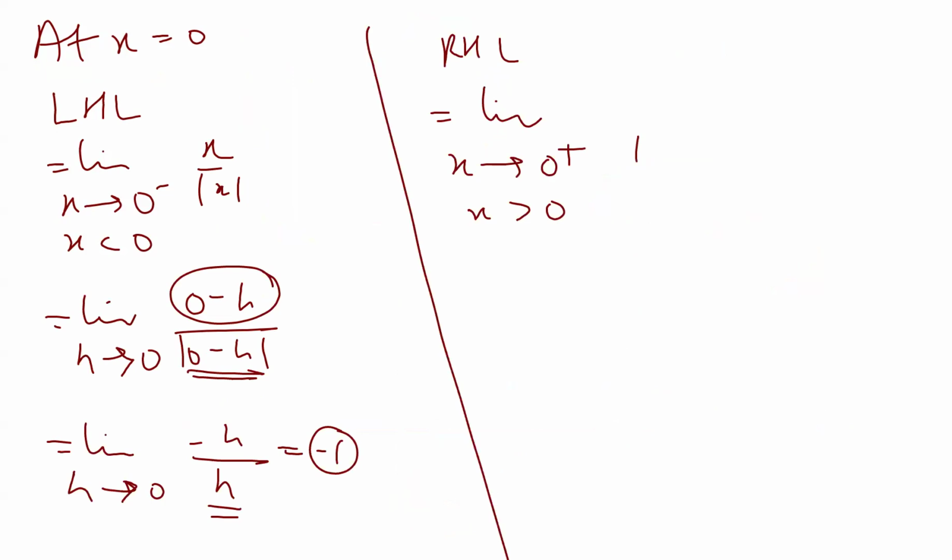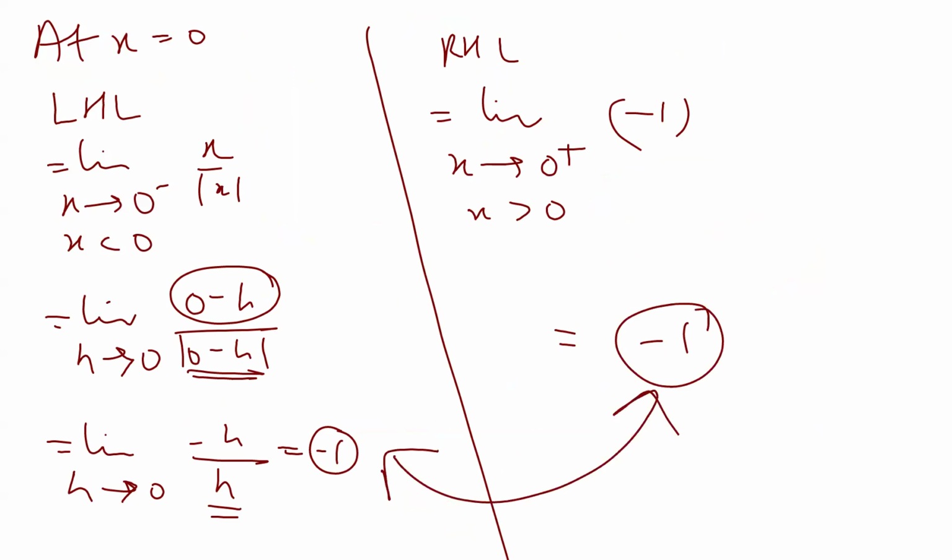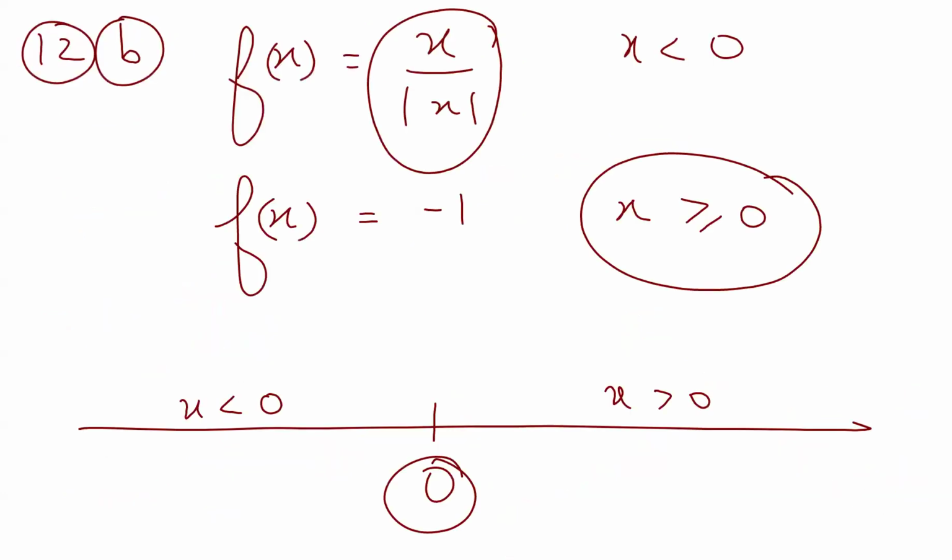So the limit as x approaches 0 from the right, x greater than 0, the function is minus 1. Limit of a constant is the constant. So both are minus 1. And the third thing, f of 0, is also equal to minus 1. So all three things are equal. So it is continuous at x equal to 0.